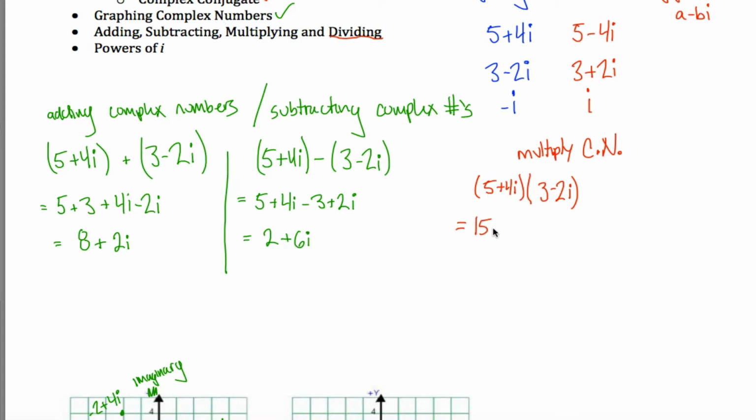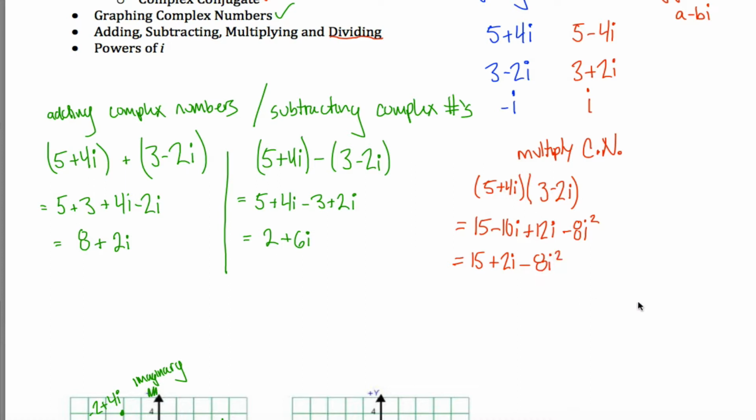5 times negative 2i, negative 10i. 4i times 3 is 12i. And 4i times negative 2i. Well, if it were 4x times negative 2x, you take the 4 and the negative 2, the coefficients, and get negative 8. And then you'd say i times i, or x times x, is x squared. It'd be nice if you could do this. In fact, you can. But wait a minute, I got a problem. I can combine like terms to get 15 plus 2i minus 8i squared.